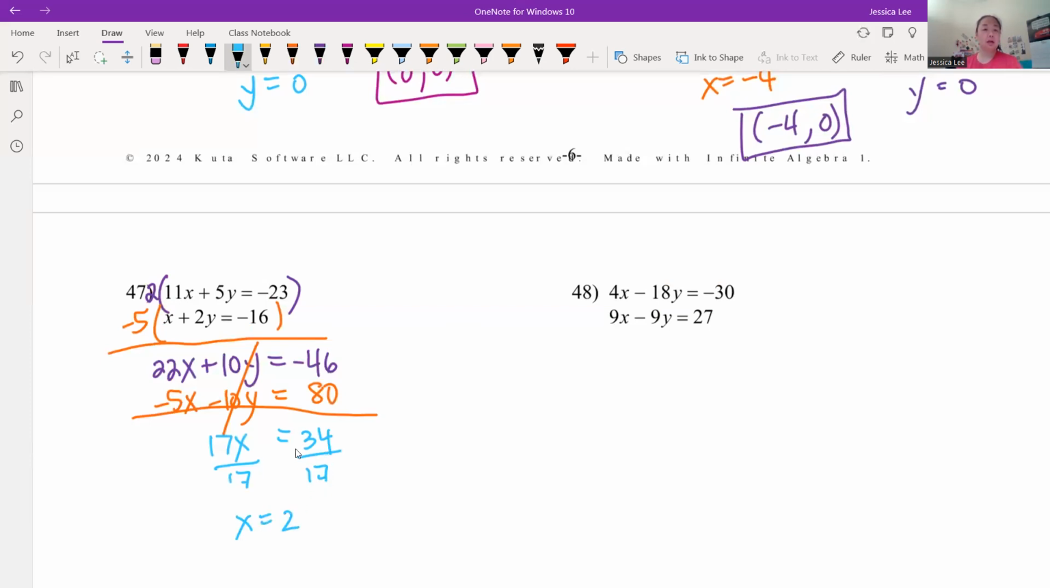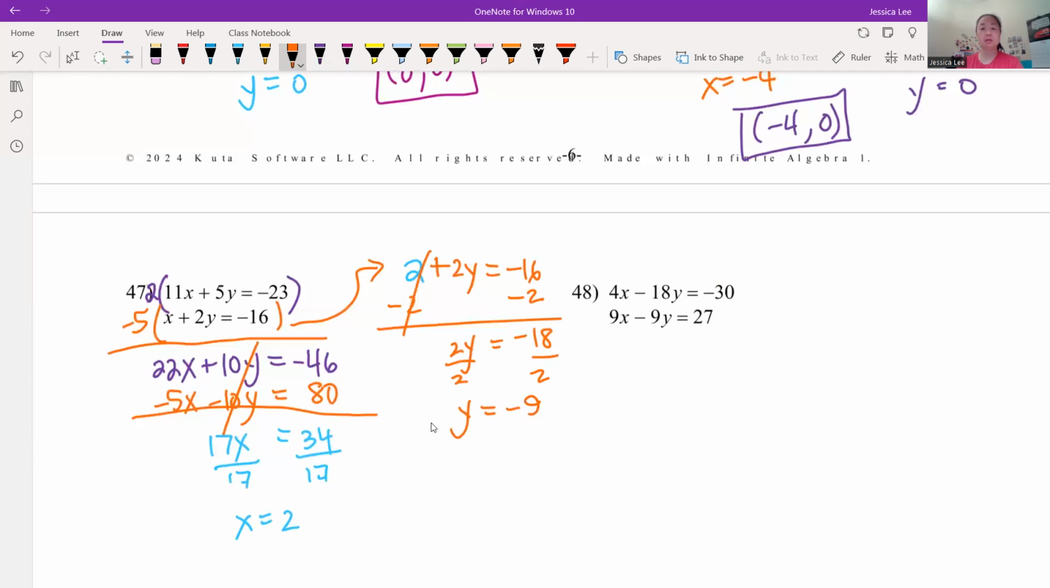Done. All right, I'm going to use this bottom equation because that looks a bit simpler. So x, oh, we know what x is, right? I'm going to leave some space there. Plus 2y is equal to negative 16. And I'm going to plug in that 2 for our x, just like that. So now I'm going to subtract 2 on both sides. We get 2y is equal to negative 18. Divide by 2. So y is equal to negative 9. So we got 2, negative 9 as our answer. Don't forget to write it as a point.